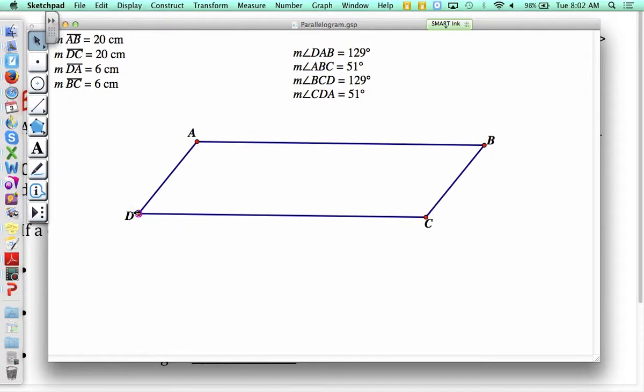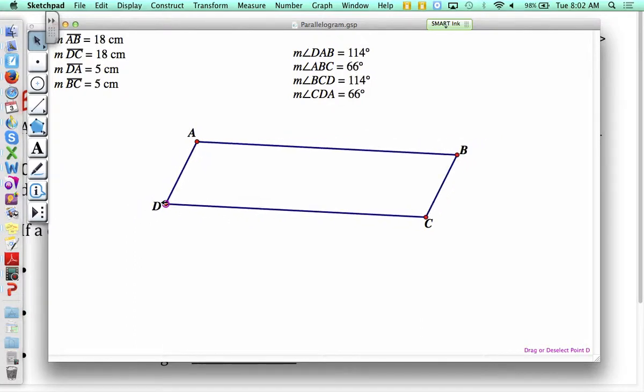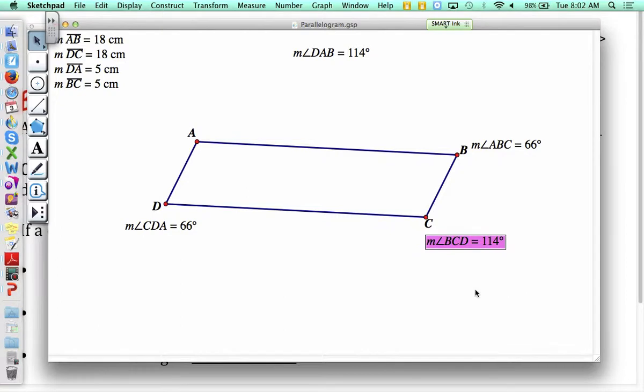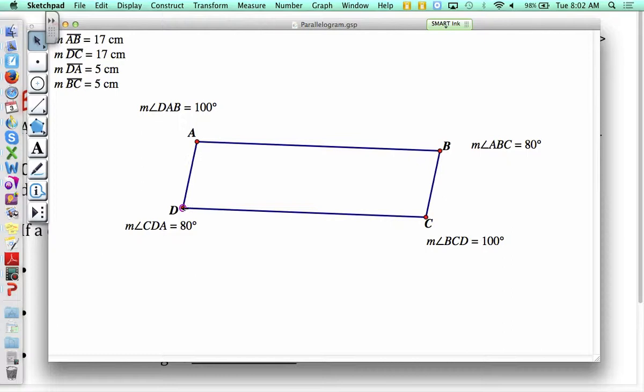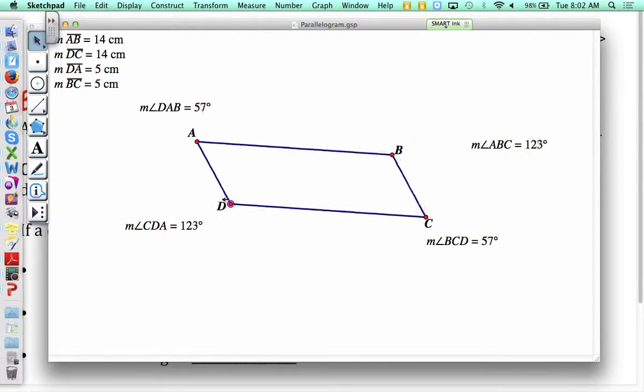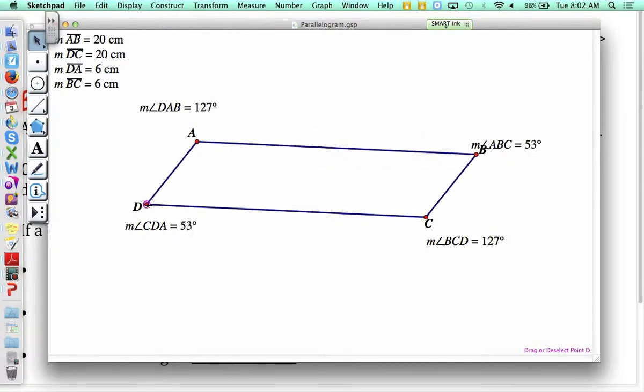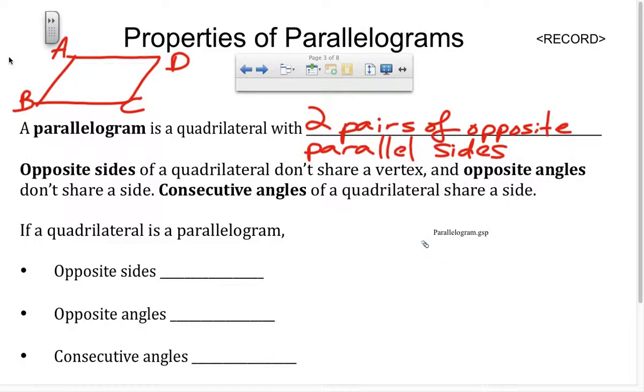How about opposite angles, like B and D? Here's angle, let me do this. There's angle D, angle B, C, and A. What do you notice about the opposite angles, ladies and gentlemen? They are congruent. How about consecutive angles? Are they congruent? Consecutive angles. Ooh, brilliant. Yes, they are supplementary. Fantastic.